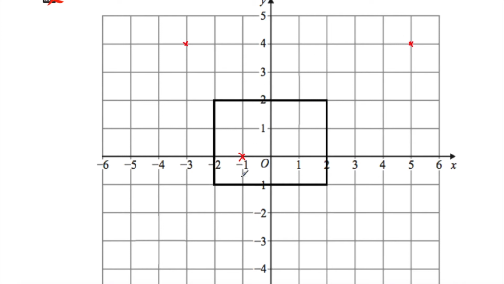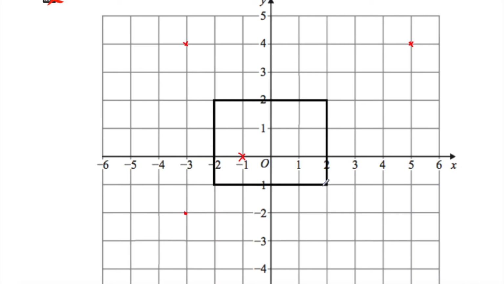Now we've got these 2 points down here. So this point here, to get to this point here, we would go 1 to the left and 1 down. So we're going to double that. So instead of going 1 to the left and 1 down, we're going to go 2 to the left and 2 down. So 2 to the left, 1, 2, and 2 down, 1, 2. So it's going to move to there.